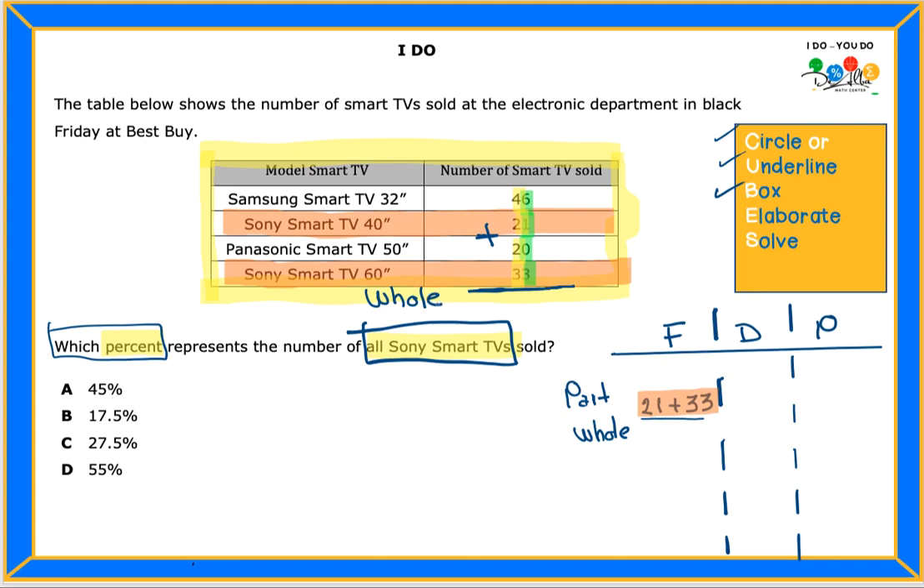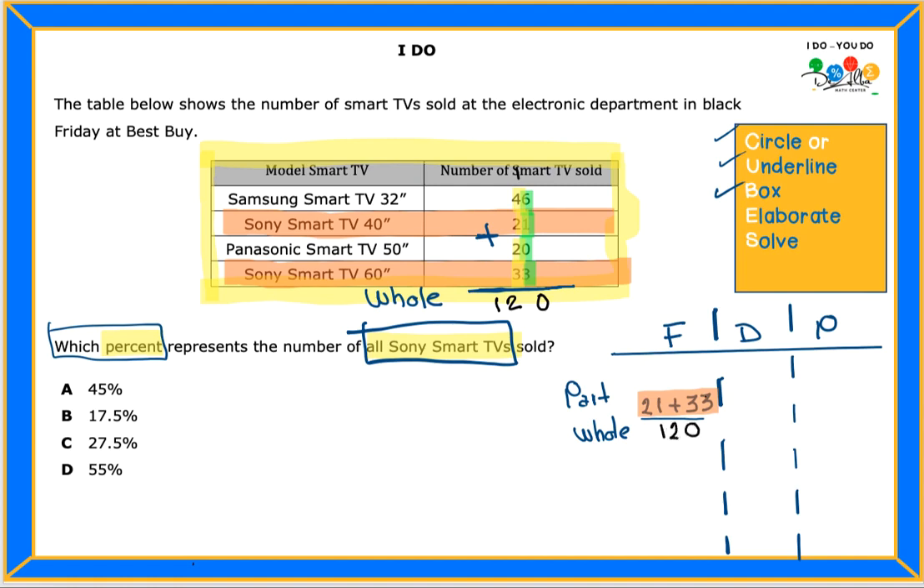Great. Can you help me to add? Okay, so we're going to start adding. 6 plus 1, 7. 7 plus 0, 7. 7 plus 3, 10. 0, and we carry 1. 1 plus 4, 5. 5 plus 2, 7. 7 plus 2, 9. 9 plus 3, 12. Great. So this is going to be our whole.